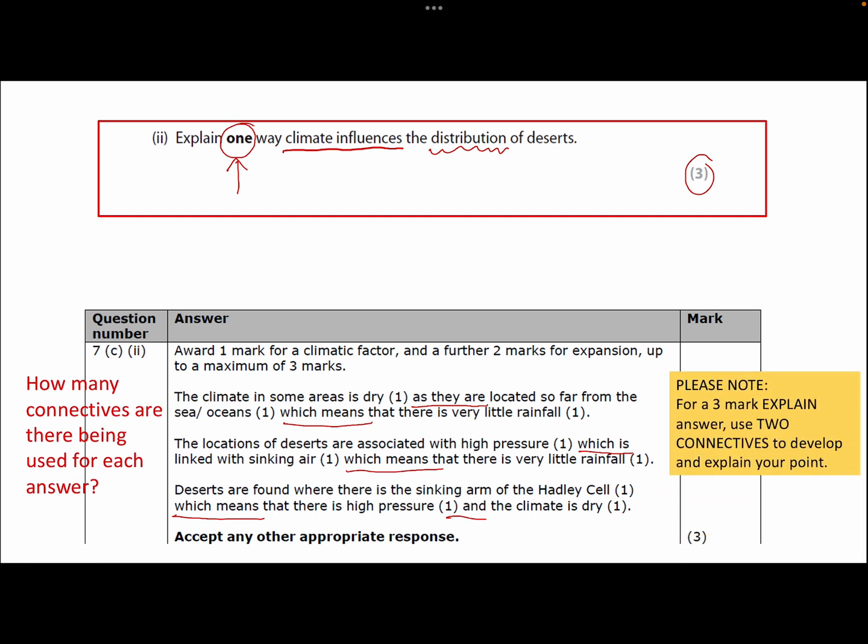So for example, this is saying the climate in some areas is dry, so you get 1 mark for explaining that a desert is dry, as they are, that's your connective, located far from the oceans, all right? That's your first one, which means that there is very little rainfall. So you get your 2 marks for that explanation. All right, but you get 3 in total. So the locations of deserts are associated with high pressure. That's 1 mark. So you're telling them that deserts are found in high pressure areas, which is linked to sinking air, which means that there's very little rainfall. So you get your 3 marks by using 2 connectives to explain your point.